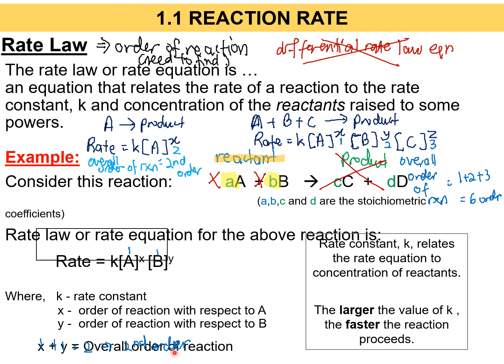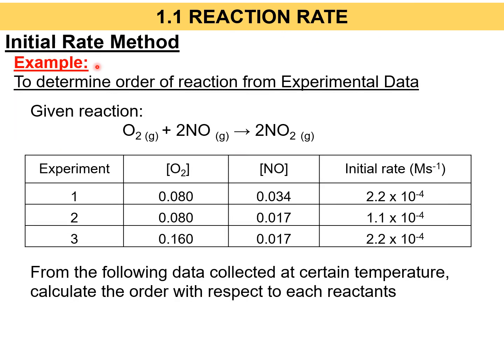Alright. So the rate constant relates the rate equation to the concentration of reactants. Bermaksud, okay, the larger the value of the rate constant, the faster the reaction proceeds. Alright. Kan tadi Miss cakap order of reaction ni is something that you kena cari kan.